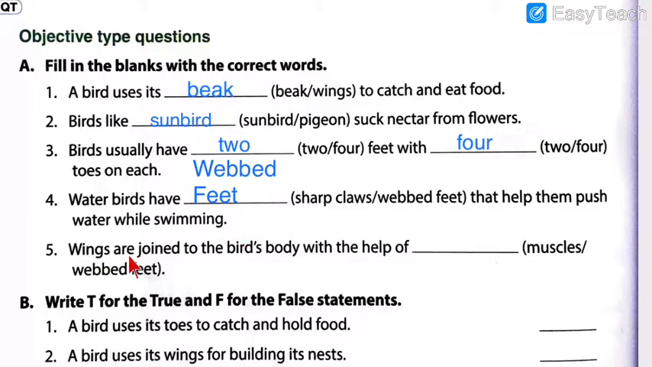Number 5, which is last, fill in the blanks. Wings are joined to the bird's body with the help of dash. Options are muscles or webbed feet. So, wings are joined through dash to the bird's body. Are the wings joined because of the muscles or because of the webbed feet? So, the correct answer is muscles. Correct answer is muscles.